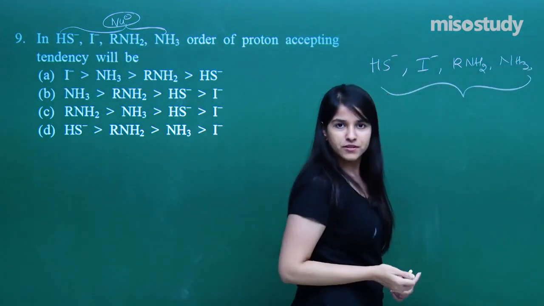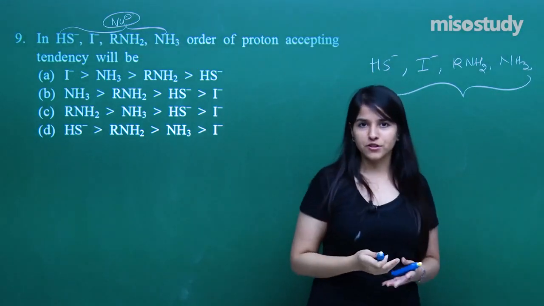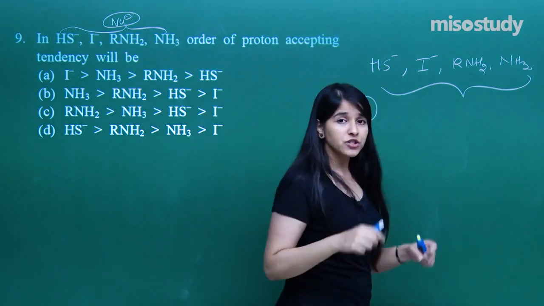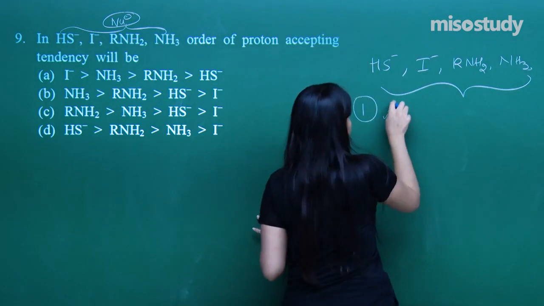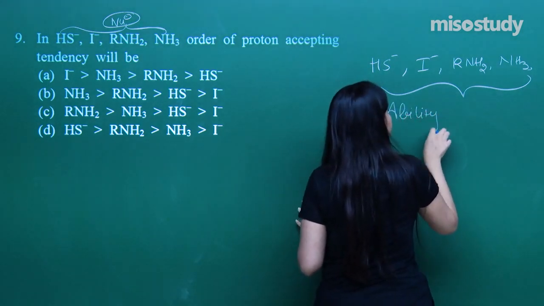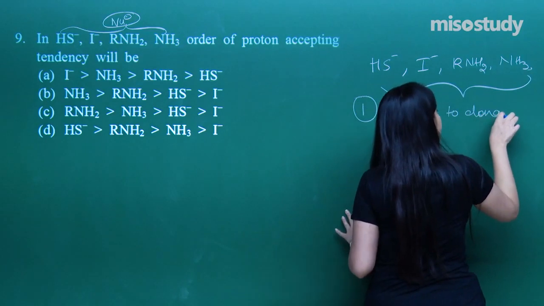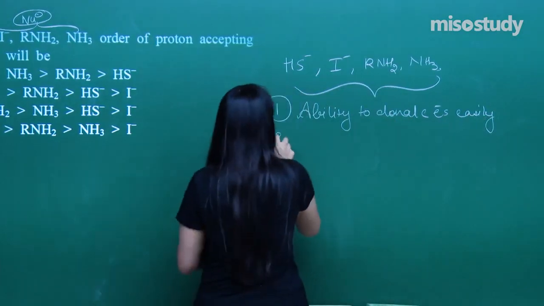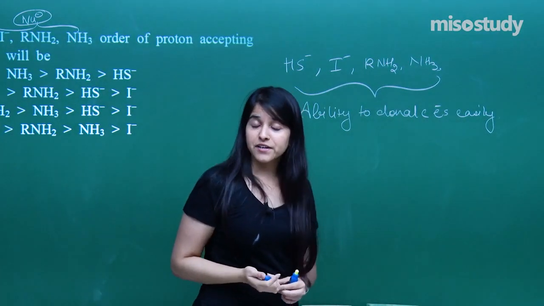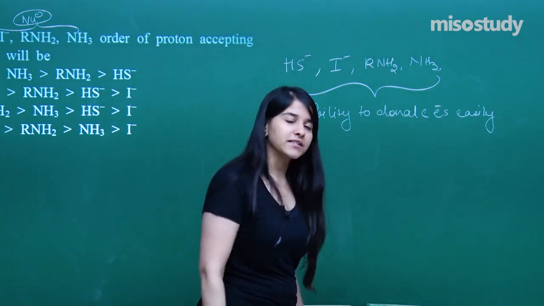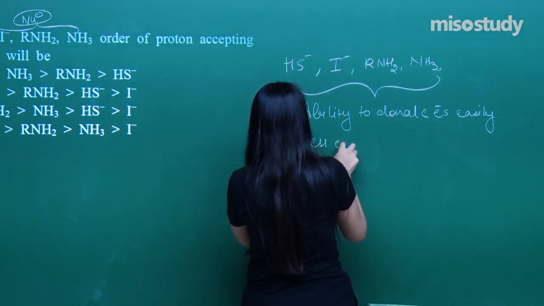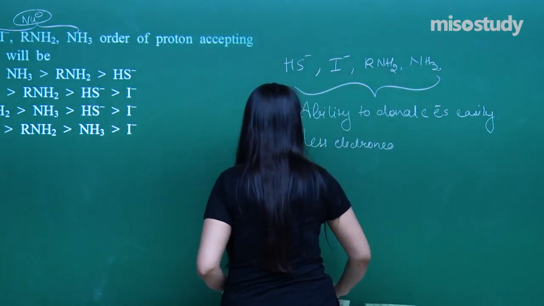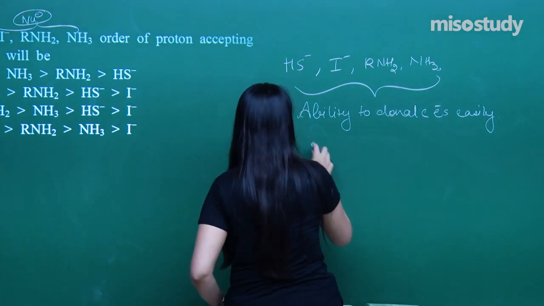So what will be the approach? You may be having so many thoughts about it. The thought process should be, first you need to check which is able to donate the electrons properly. So ability to donate electrons easily, that is the first approach. And what about the second one? A less electronegative atom will be able to donate more easily. So less electronegative, I just need to check the electronegativity here. That's it.